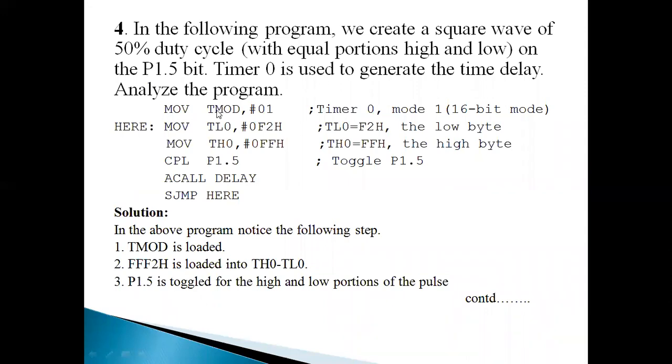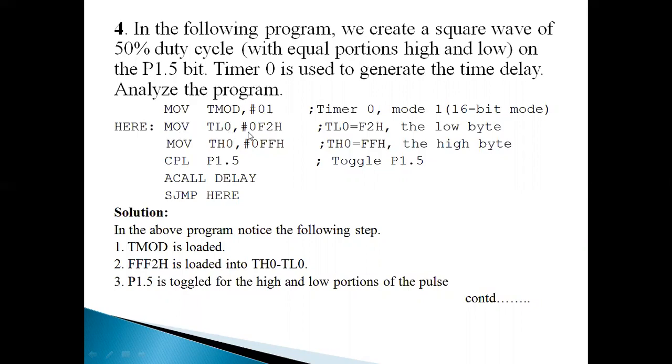One more example. In the following program, we create a square wave of 50% duty cycle, with equal portions high and low, on the P1.5 bit. Timer 0 is used to generate the time delay, and we have to analyze the program. The program is given. Initially, MOV TMOD, #01H. It means timer 0 and mode 1 is selected.